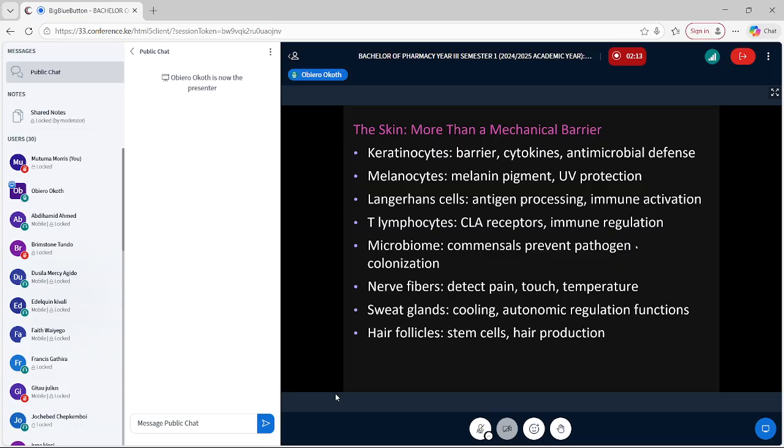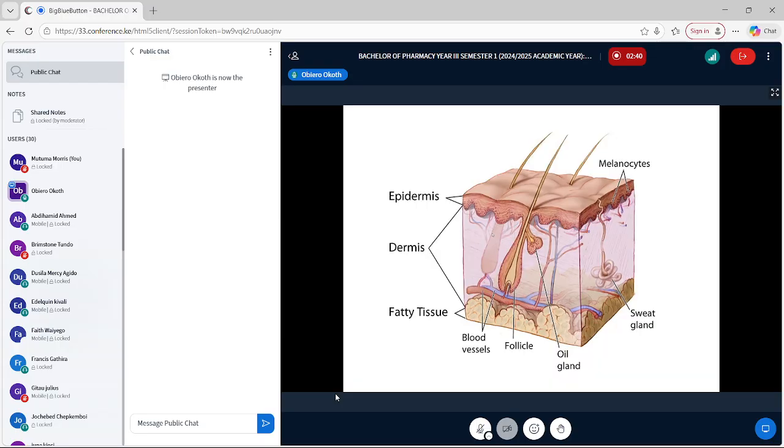We have commensal microbes, prevent pathogen colonization. We have nerve fibers, detect pain, touch, and temperature. We have sweat glands, cooling, autonomic regulation functions. We have hair follicles, stem cells, and hair production. The skin is not just there. It's a really, really specialized organ. And any of these can go wrong, and we'll see what happens if there's a defect with any of these. This is how the skin looks like.